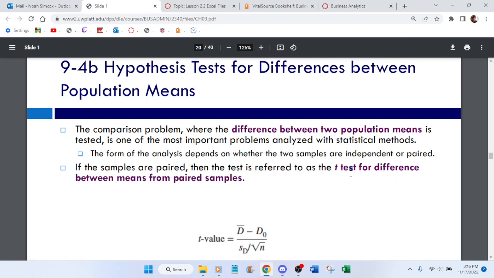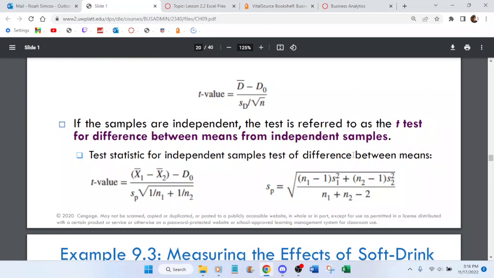The comparison problem where the difference between two population means is tested is one of the most important problems. The form of analysis depends on whether the two samples are independent or paired. If they are paired, then the test is referred to as the t-test for difference between means from paired samples. If the samples are independent, the test is referred to as the difference between means from independent samples.